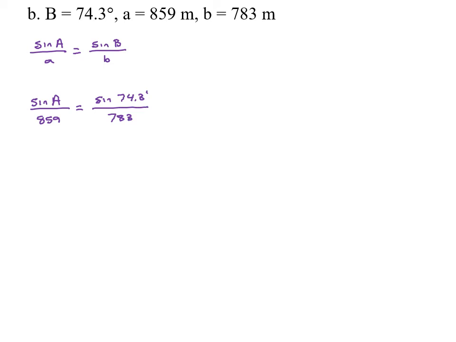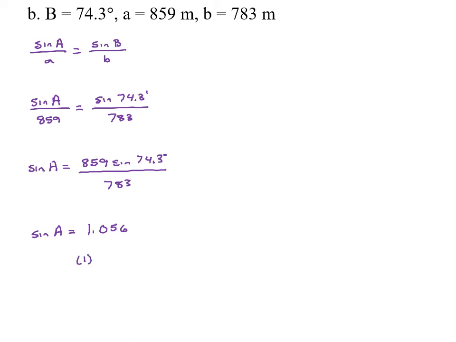Move the 859 on the lower left to the top right, and I'll end up with sine of A is 859 times the sine of 74.3 divided by 783. And we go to the calculator at that step. 859 times the sine 74.3 divided by 783 gives me a decimal of 1.056.